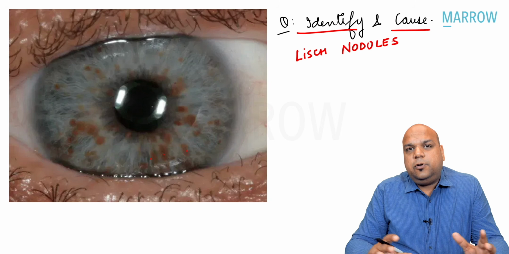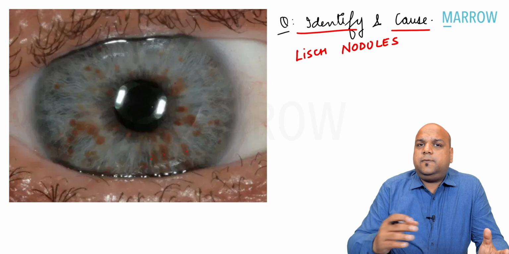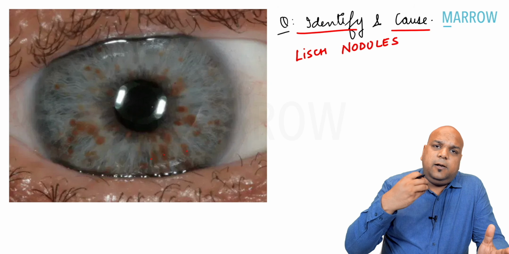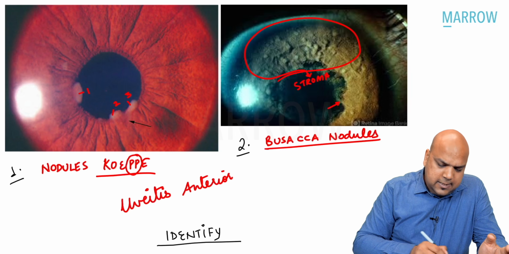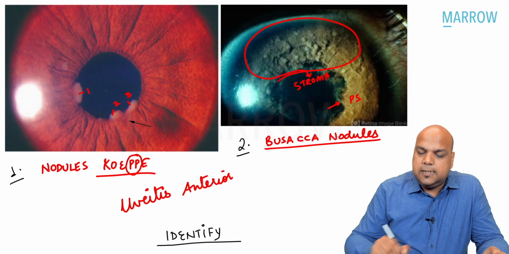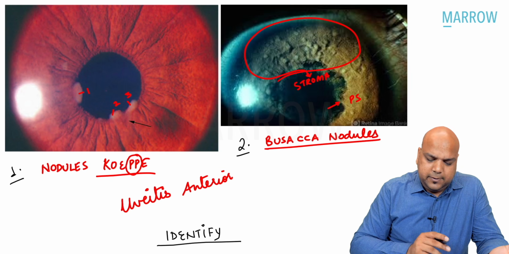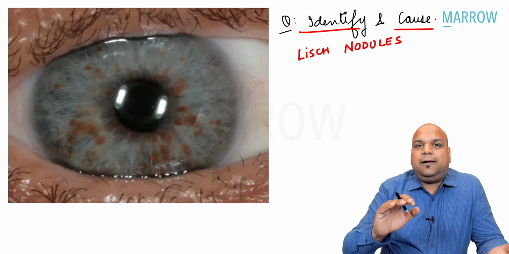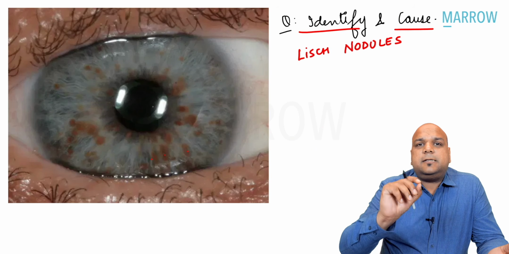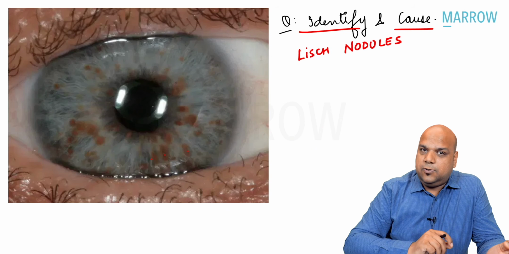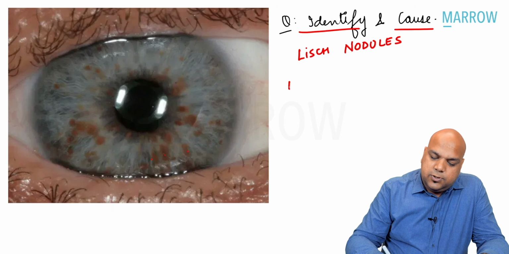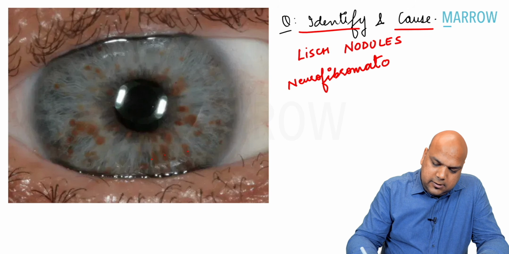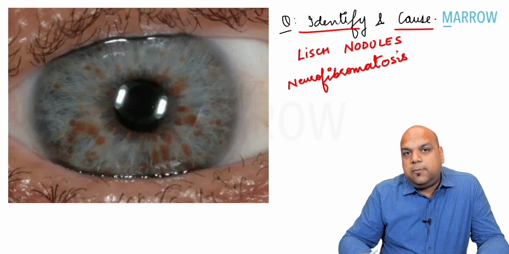See, the difference between Lisch nodules and Busacca nodules is, number one, Busacca nodules will be found in anterior uveitis, so there will be a lot of other findings, like I showed you, posterior synechia is formed, right? Then there can also be keratic precipitates and other findings. Secondly, Lisch nodules are flat. They are not elevated. Busacca nodules are slightly elevated and they are smaller than the Lisch nodules. Also, we know that the cause of Lisch nodules is neurofibromatosis. So it is a phacomatosis where you will see all the other clinical features of neurofibromatosis.